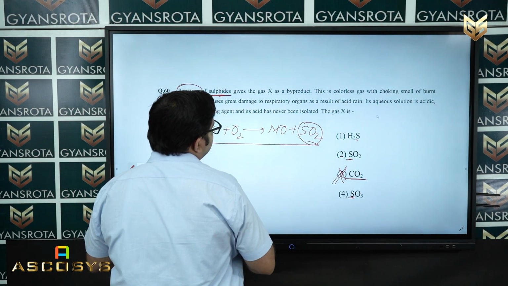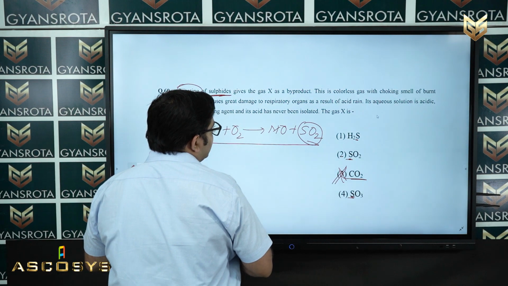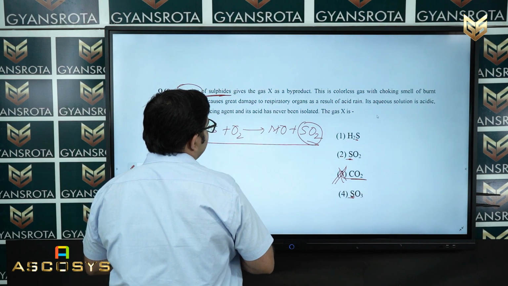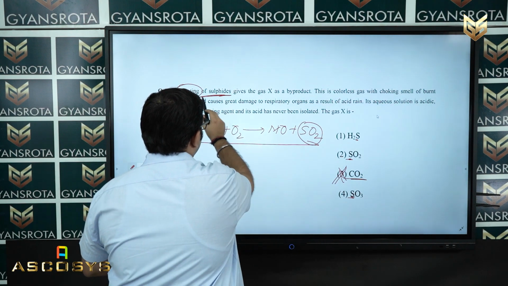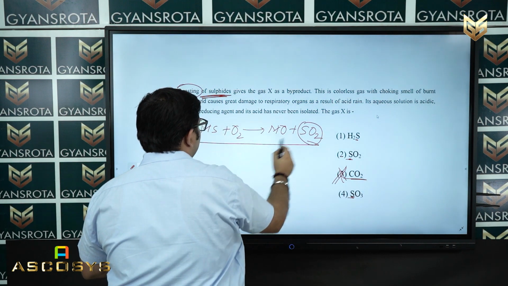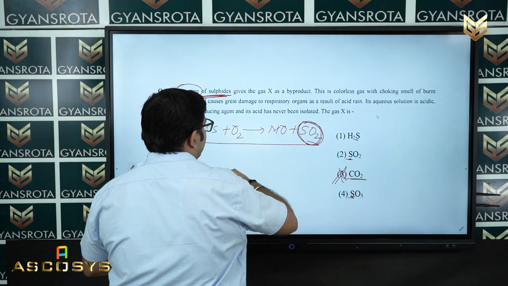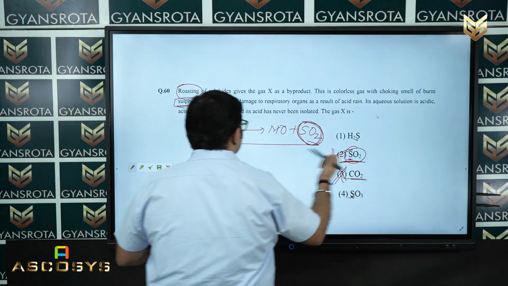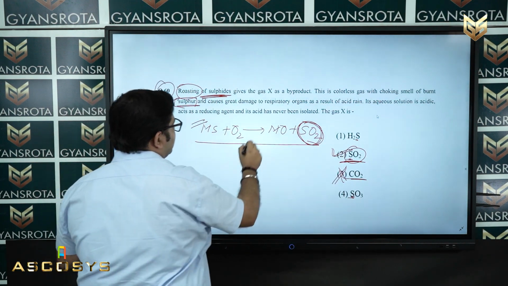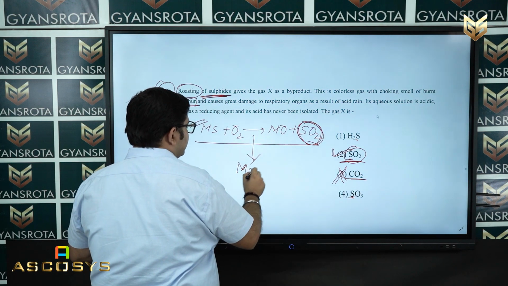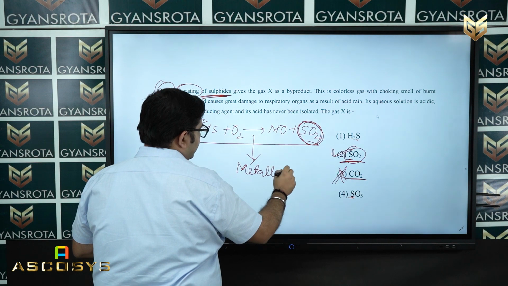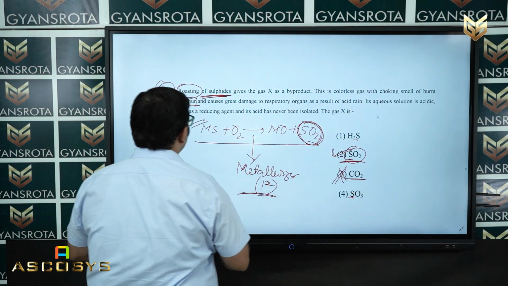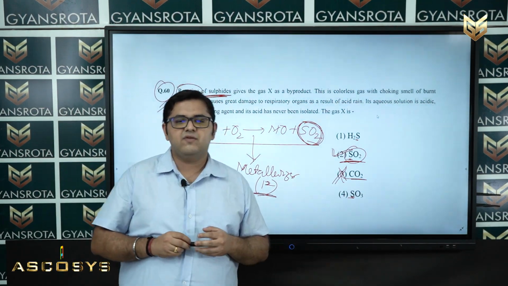Causes great damage to the respiratory organs as a result of acid rain. Its aqueous solution is acidic, acts as a reducing agent, and its acid has never been isolated. So, if you see the roasting process of sulphide, this is the reaction, and during roasting we obtain sulfur dioxide as the gas. So, in your option number 2 only, there is sulfur dioxide. So, option number 2 is the correct answer of your question number 60. These chapters come from your metallurgy of class 12 NCERT. Okay. It is given as general principles in your NCERT. So, option number 2 is the correct answer of question number 60.